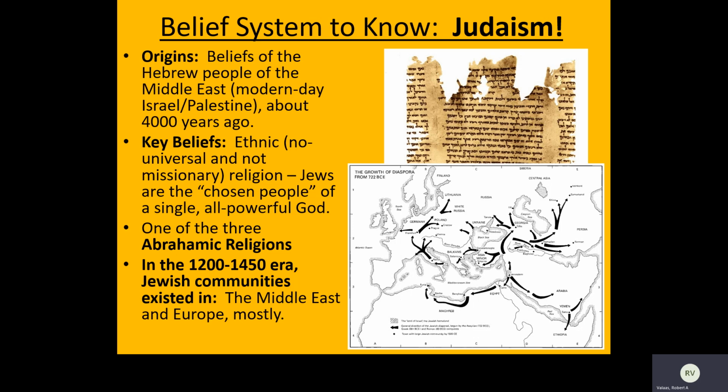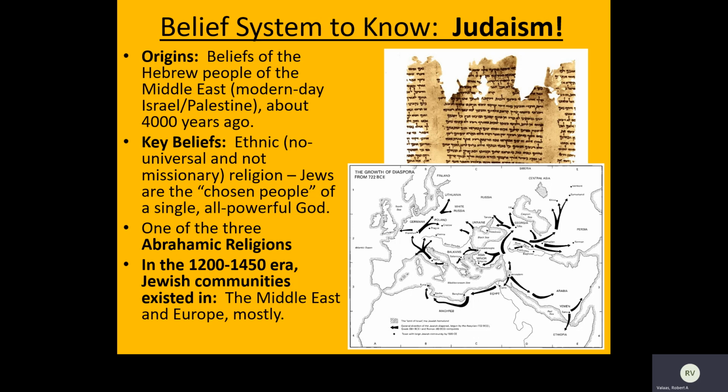But while we're on the topic of Abrahamic religions, it is important also to understand the first of these, even though it's a tiny minority of the world's population in the 1200 to 1450 time period and today. As the first of the 3 Abrahamic religions, Judaism does have a pretty important place in world history. This is, of course, far before the beginnings of our period, the origins of Judaism among the beliefs of the Hebrew people of the Middle East, modern-day Israel/Palestine, about 4,000 years ago. Judaism is about 4,000 years old.